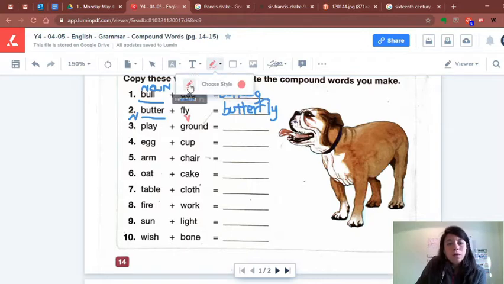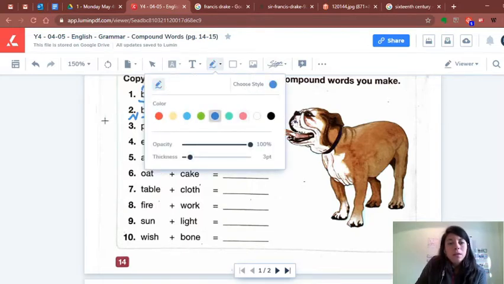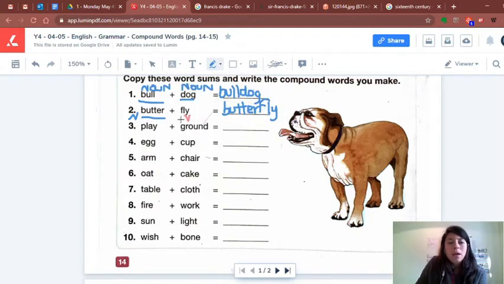Say that this is a verb, all right? But that's not really an important thing. The thing is that I can combine, for example, play, I know that it's a verb, and ground is a noun. And what is my result here? Playground. And I don't say them separately.